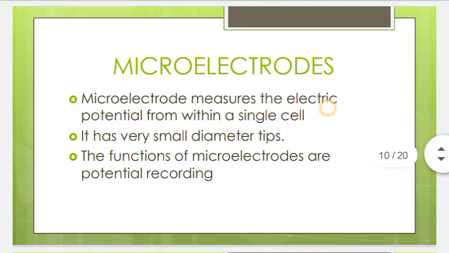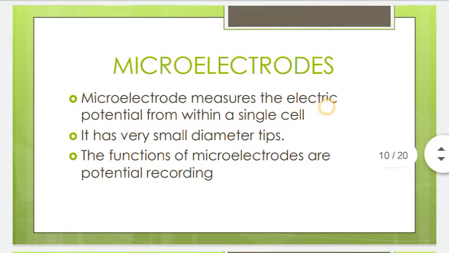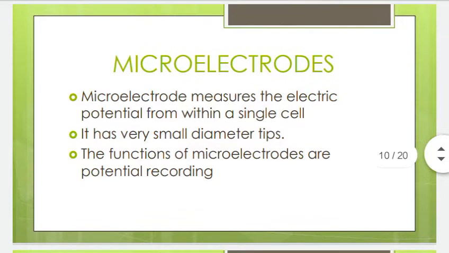Today we are going to see about the microelectrodes, and the remaining depth and needle electrode and surface electrode we can see in the next video. So, microelectrodes. What is a microelectrode?